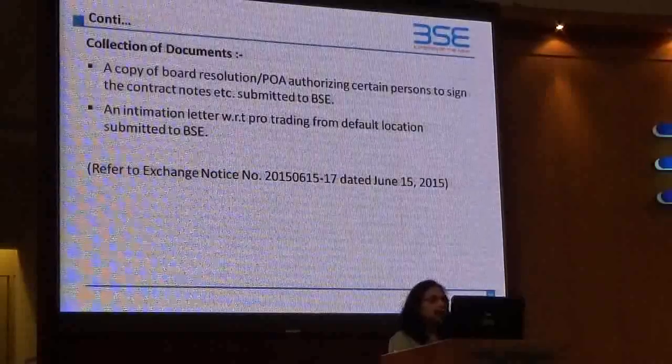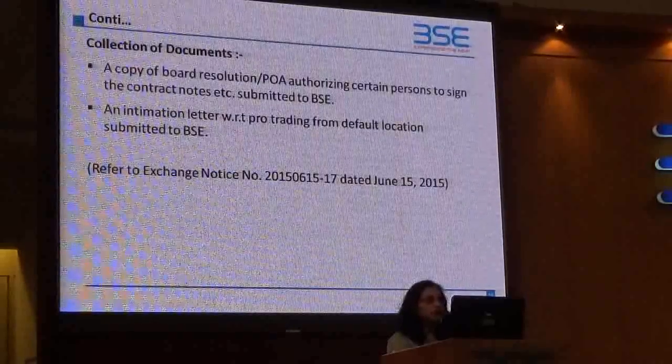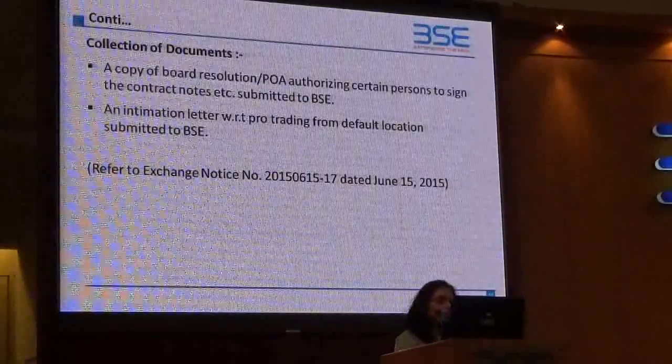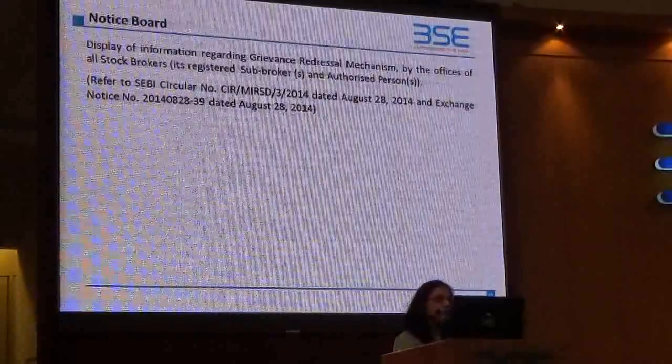I already talked about the collection of documents. We have introduced one more option for uploading the board resolution and the pro trading.